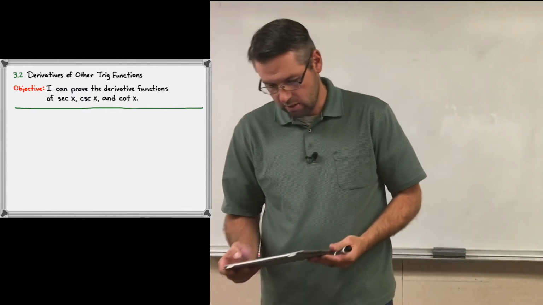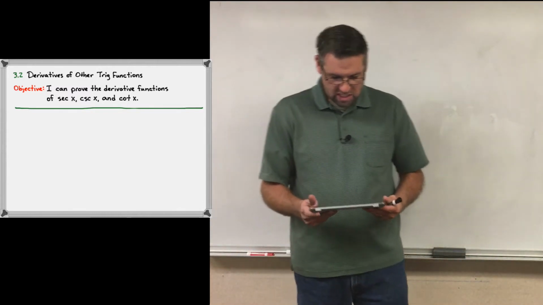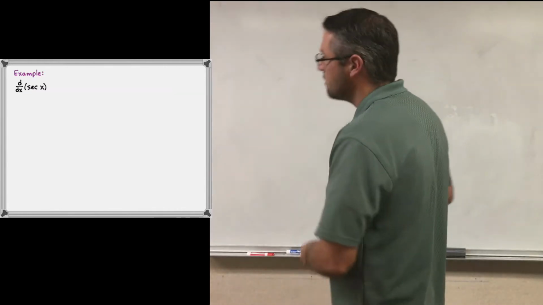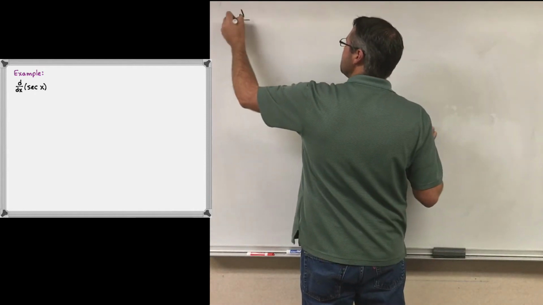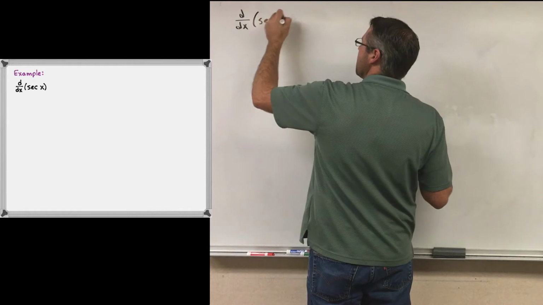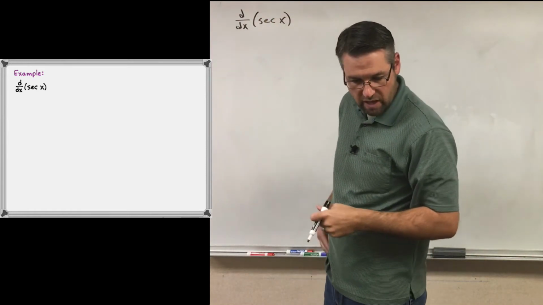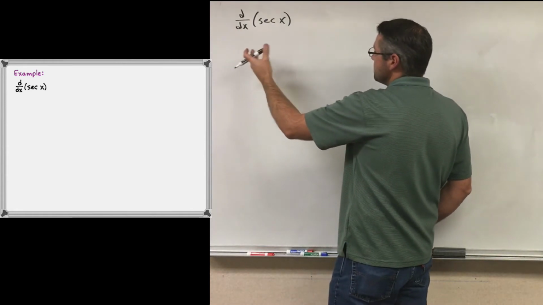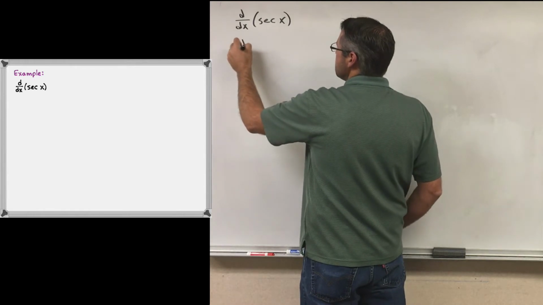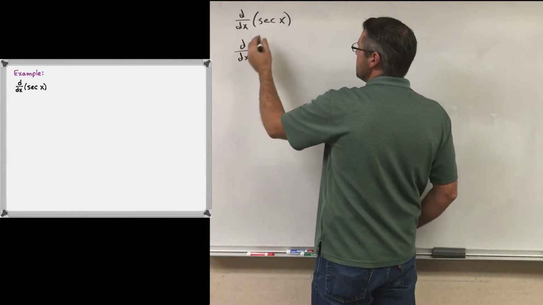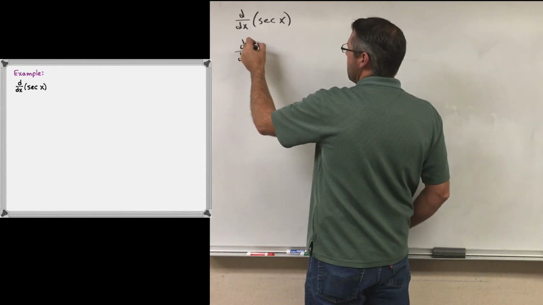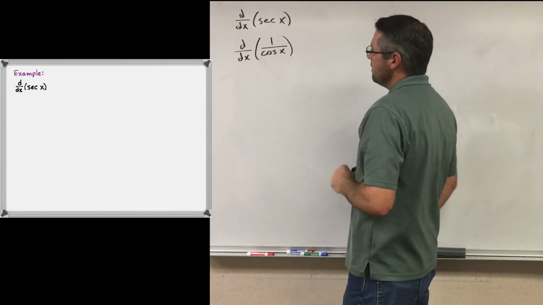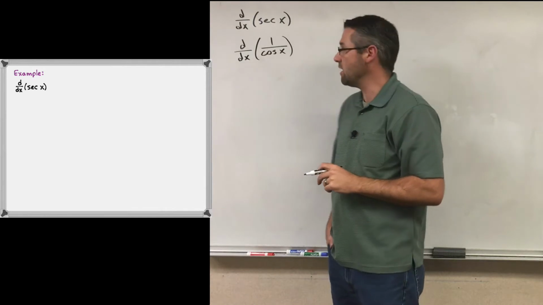So with that said, again, our goal is to prove the derivatives for secant, cosecant, and cotangent of x. Let's take a look at the first one I have here, the derivative of secant. So we have d/dx of secant of x, and we are looking to find that derivative. Well, I don't know the derivative of secant, so I have to revert to something that I do know. I can rewrite secant as the reciprocal of cosine, so it's the derivative of 1 over cosine of x. And then we can use our quotient rule to figure out that derivative.